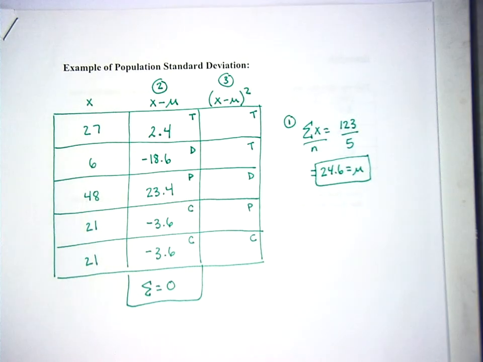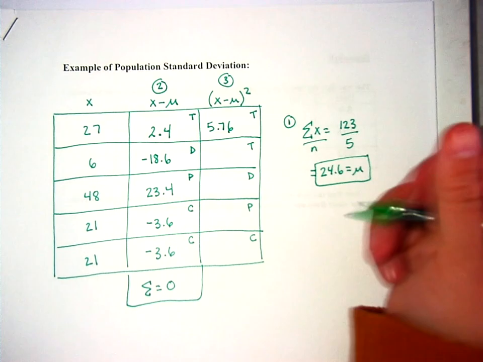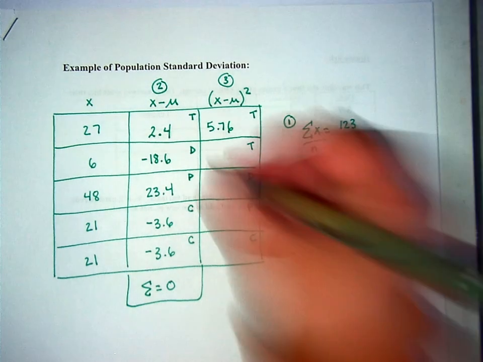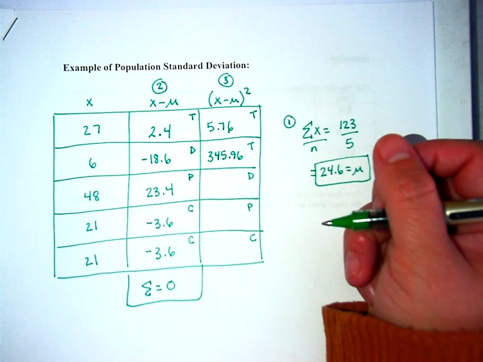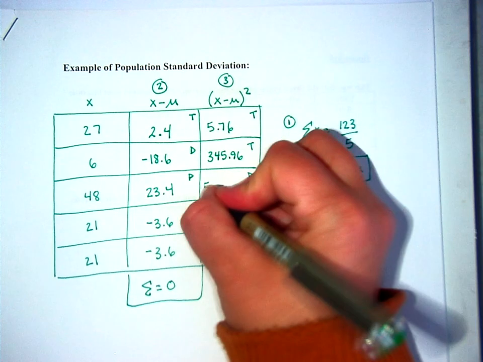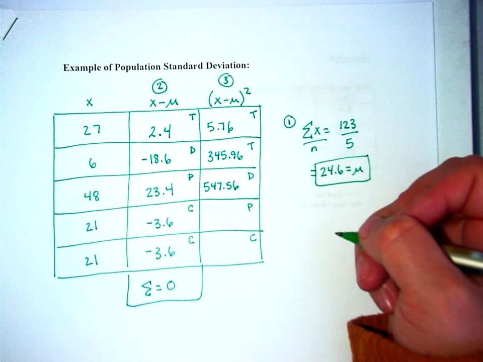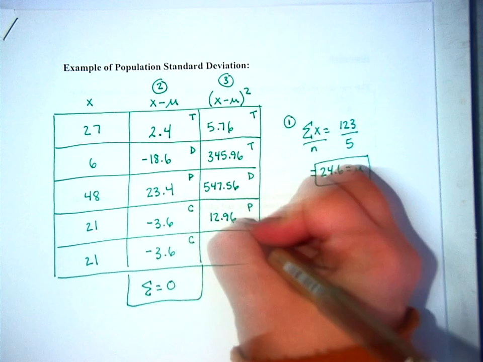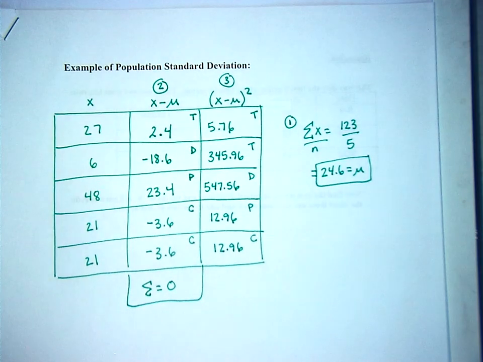So we're starting with Taya. 5.76. Trey, 345.96. Dylan, 547. Peyton, 12.96. Casey, 12.96. All right. Now, if this was where we were trying to find an average, we would now do what?